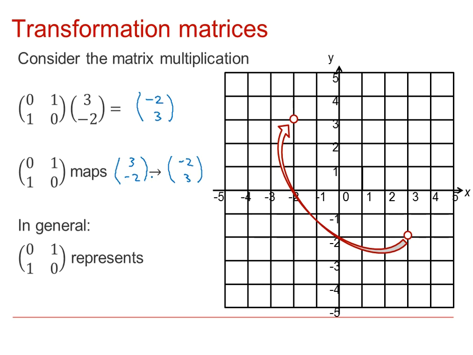In general, (0, 1; 1, 0) represents a reflection in the line y equals x. So that's a reflection in the line y equals x.